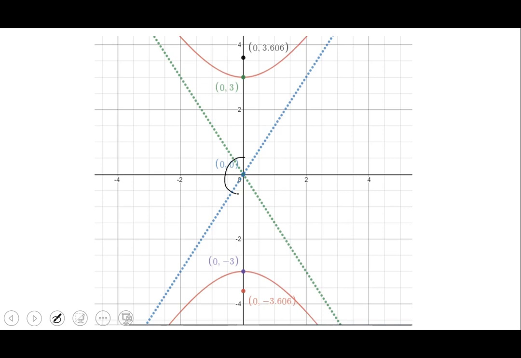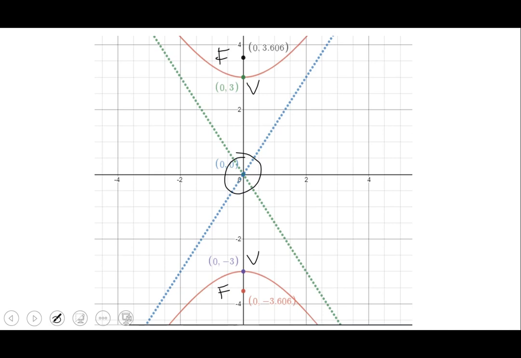So notice that this is the center of the circle, which is at 0, 0. Here's your first vertex. Here is your second vertex. Here is one focus. Here is the other focus. Those are the square root of 13 units away, which is approximately 3.606.